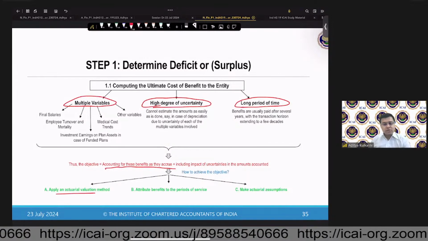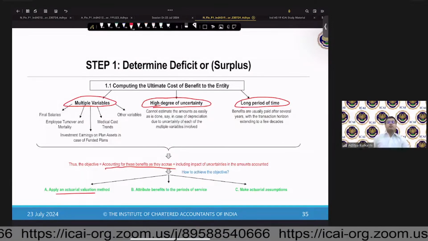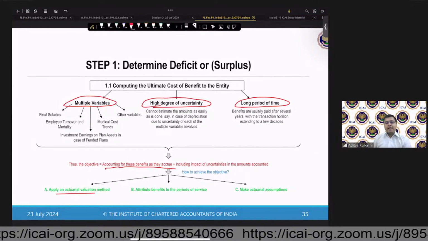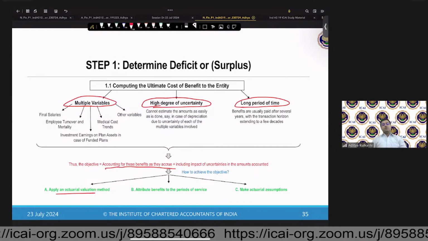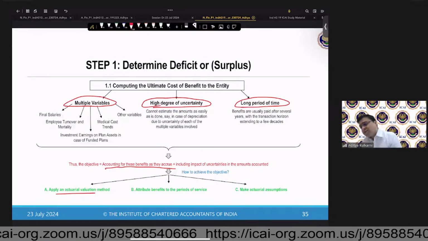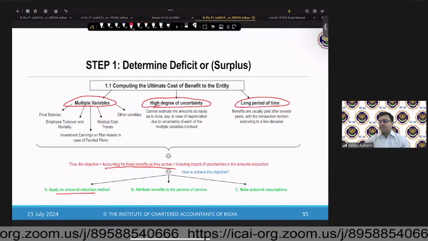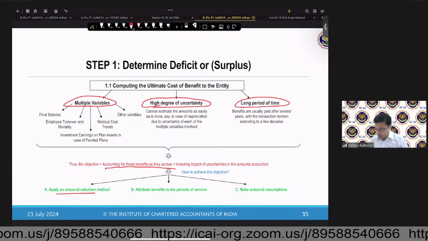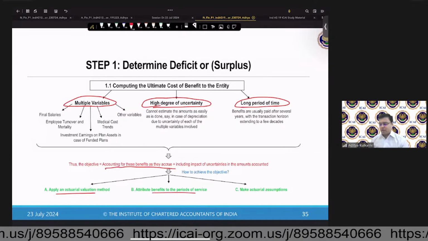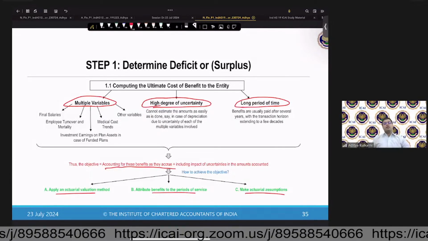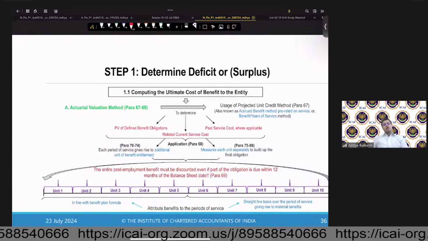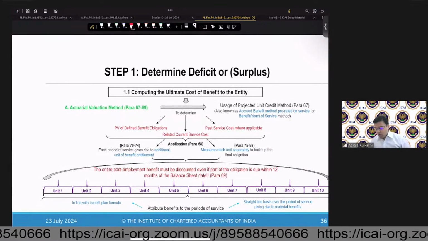Apply an actuarial valuation method. Who is an actuary? An actuary is the person who is qualified to ascertain these future variabilities. Are we okay with this? Yes. Attribute benefits to the period of service and make actuarial assumptions. Okay? So this is what the whole thing is about. So what do I do?